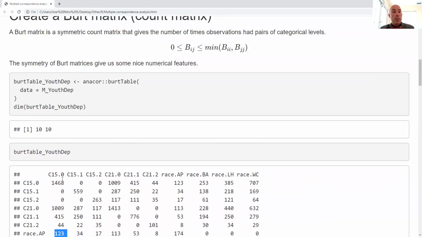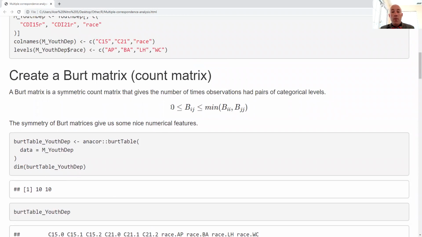All right. So it works out that since it's a count matrix, the entries are always greater than or equal to 0, and every entry is less than or equal to the minimum of the values of the two diagonals that correspond to it.